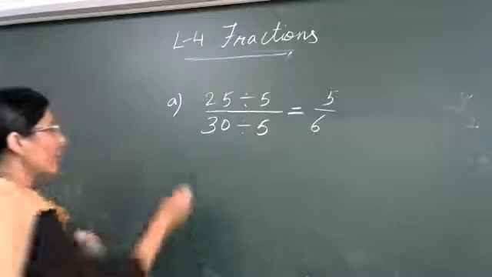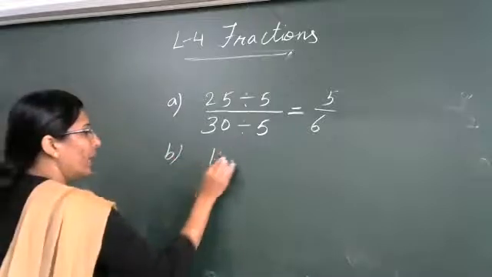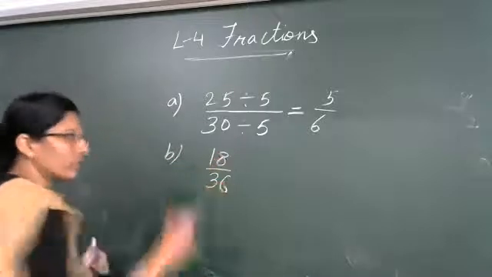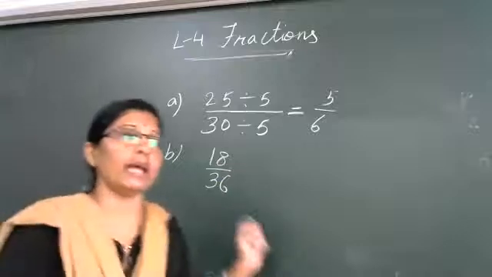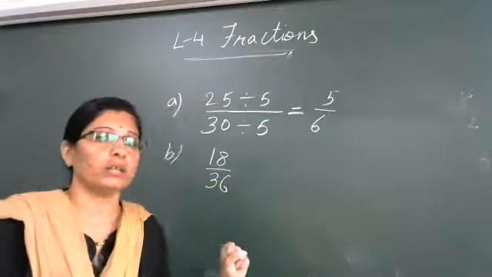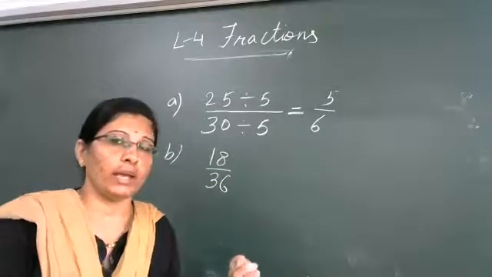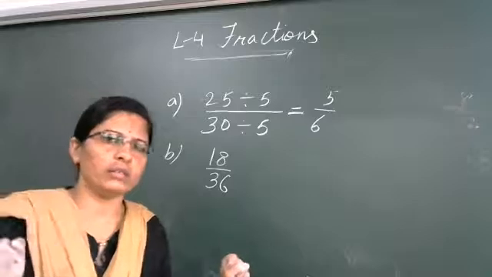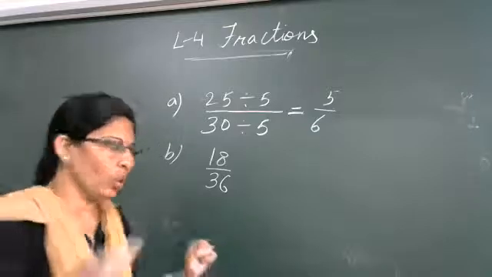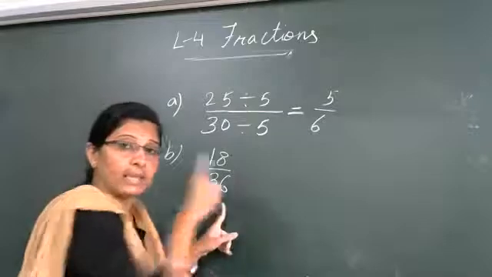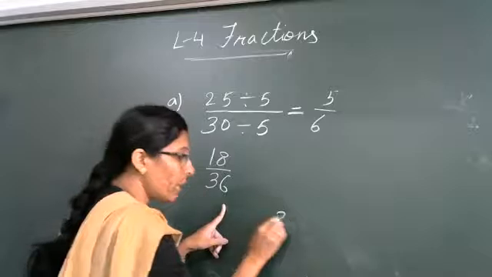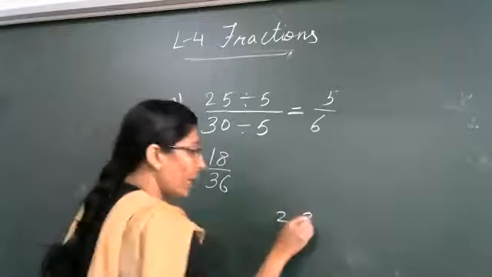Okay, we'll take one more example. 18 by 36. Now tell me 18 and 36. 18 and 36, it will come in 2 table also, 3 table also.